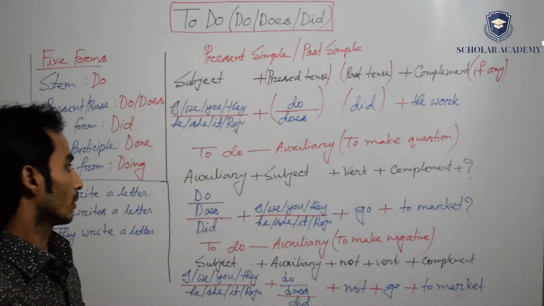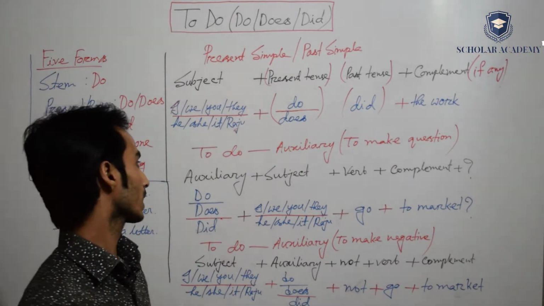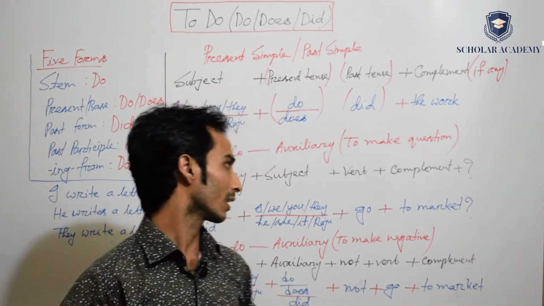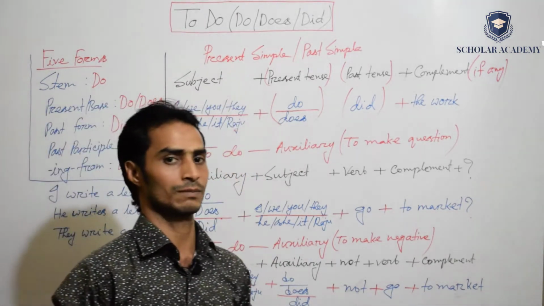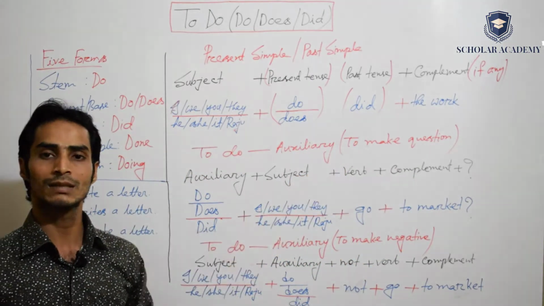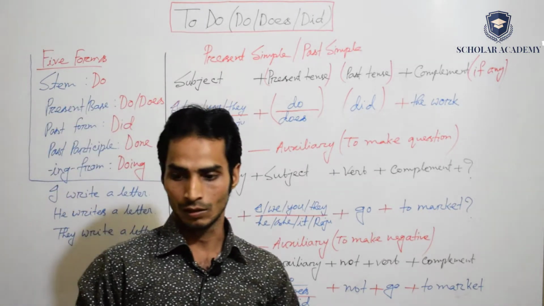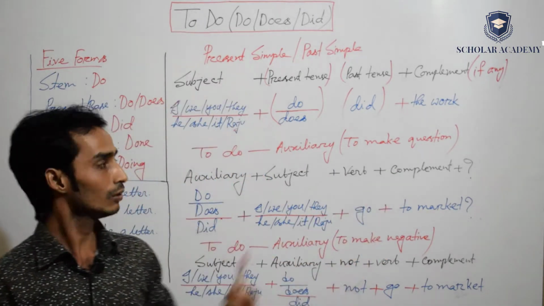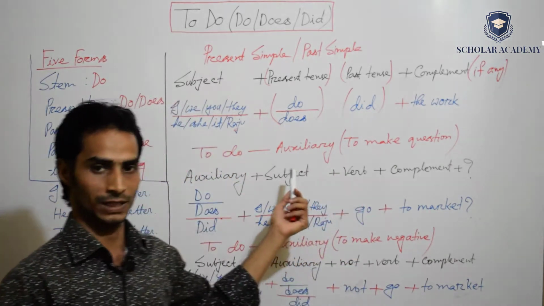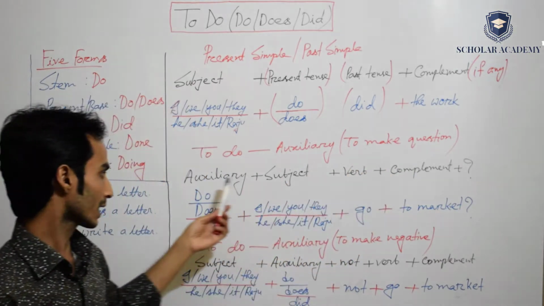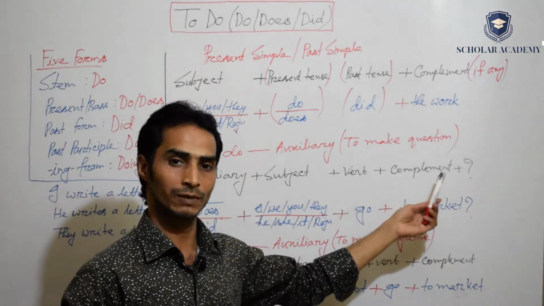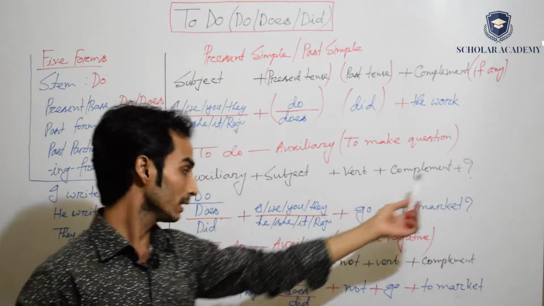Now we will discuss do as an auxiliary verb in the simple present tense and simple past tense, that is, to make a question. To make a question in the simple present tense in English, we will have to use do or does at the beginning of the sentence, before the subject. The structure will be auxiliary verb plus subject plus verb plus complement plus question mark.